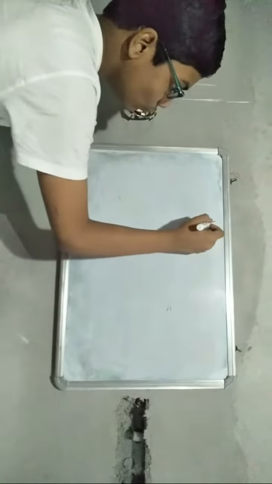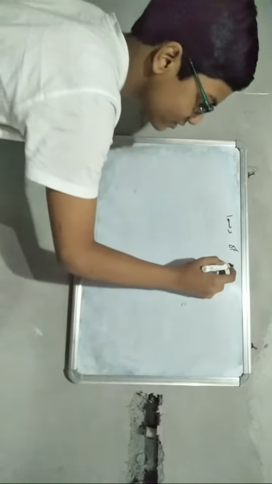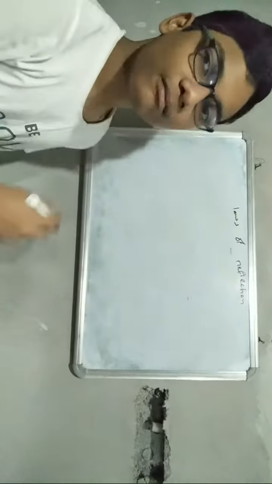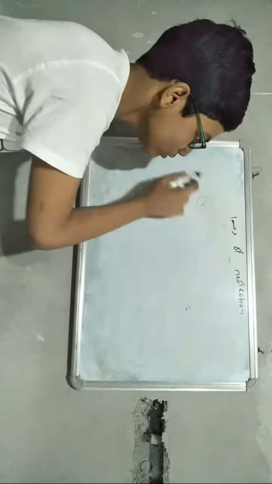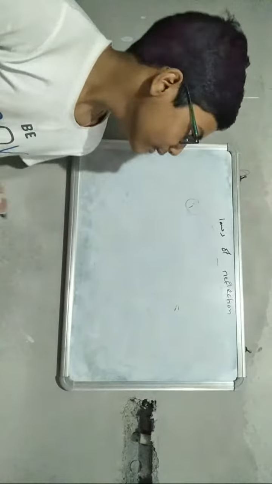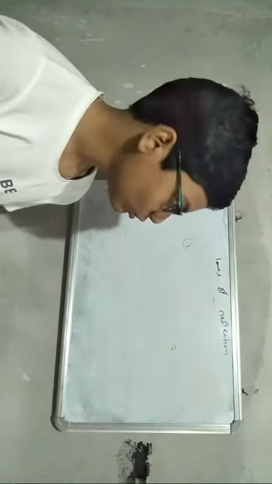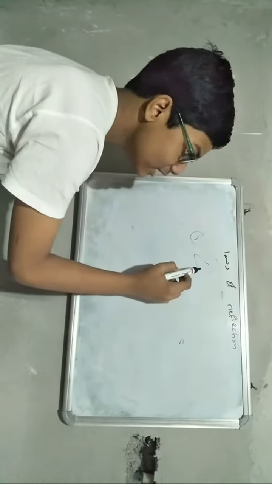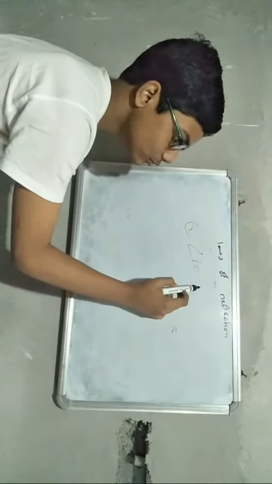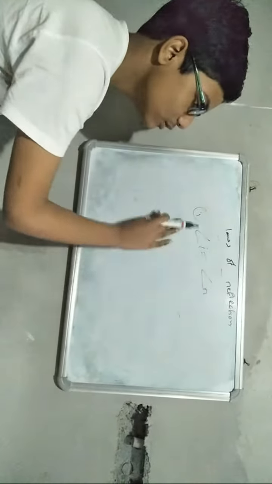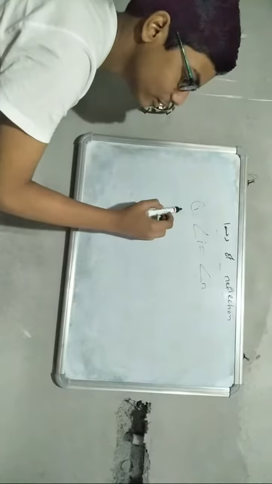Now, the laws of reflection. There are two laws only. One is that the angle of incidence and the angle of reflection are always equal. Means the angle of incidence is equal to the angle of reflection. The angle of incidence is always equal to the angle of reflection.